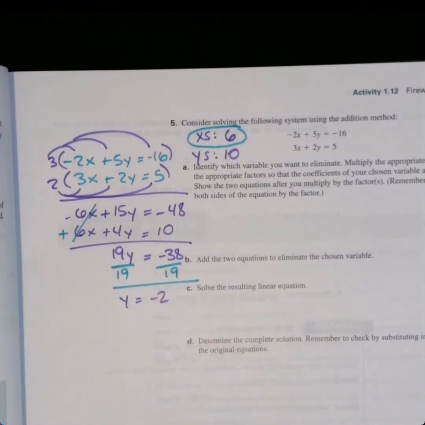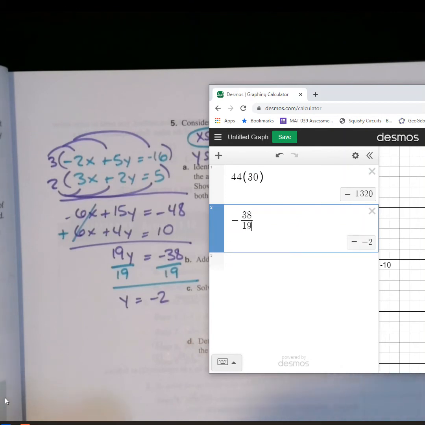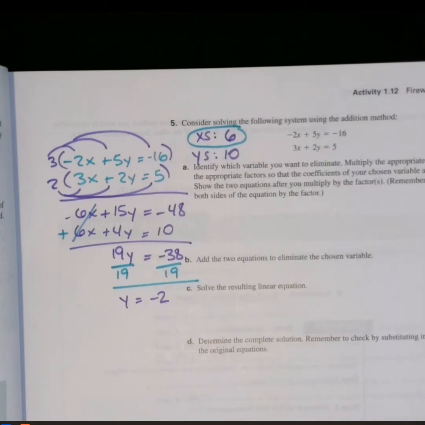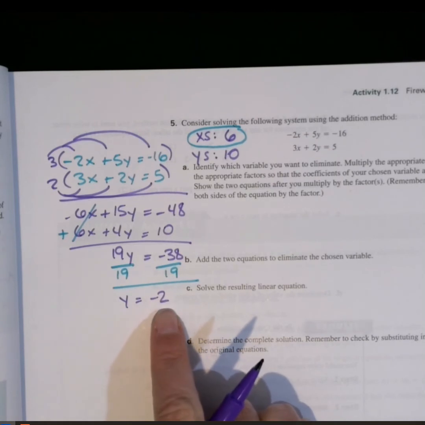And you can double check if you are not sure on this one. I know that one's probably not a common multiplication fact. So you can take negative 38 divided by 19. And as you see, we get negative 2. Half done. So I know one of the variables. I know the y. I still need to find the x.